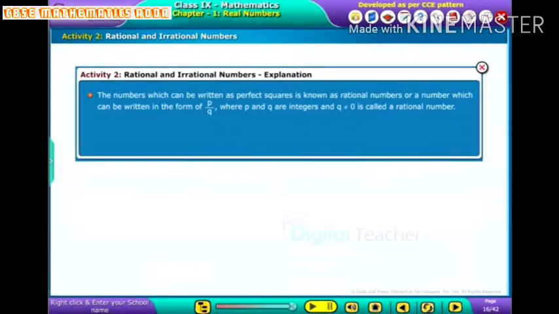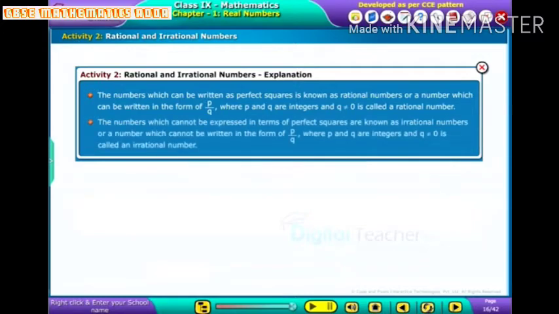The numbers which can be written as perfect squares are known as rational numbers, or a number which can be written in the form of p by q, where p and q are integers and q is not equal to 0, is called a rational number. The numbers which cannot be expressed in terms of perfect squares are known as irrational numbers, or a number which cannot be written in the form of p by q, where p and q are integers and q not equal to 0, is called an irrational number.